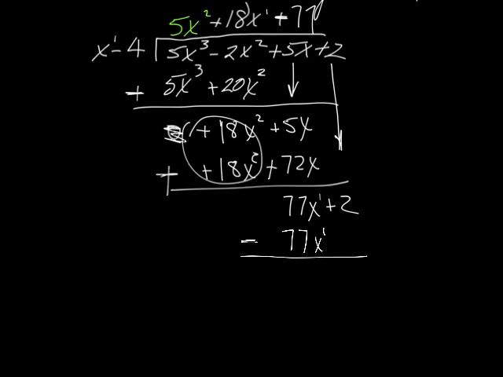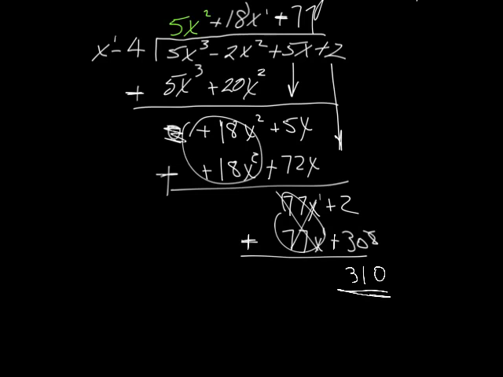And then 77 times negative 4 is going to give you negative 308. Subtract these and they go away. 2 minus negative 308, again, two negatives give you a positive. That gives you 310 there. And at this point, you are done.